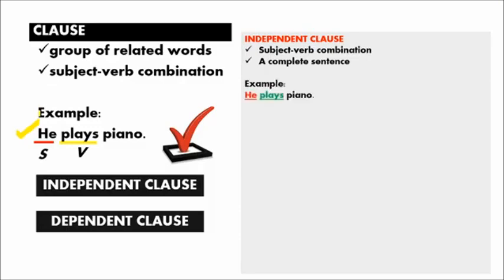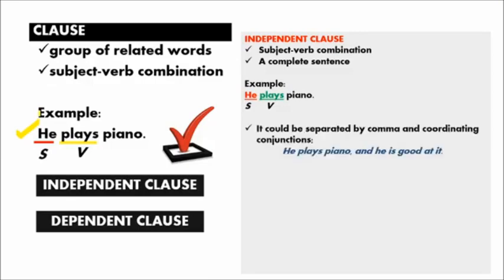Consider the example here. He plays piano. Is it a group of words? Yes, it is. It has a subject and then a verb. The subject he and then the verb plays. And it is a complete sentence. It can be understood.